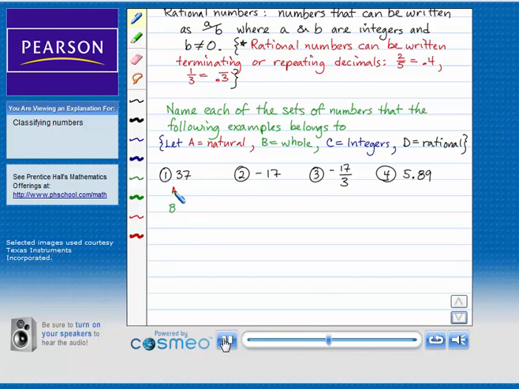Integers include the natural and the whole numbers. They also include negative numbers, but certainly this would qualify as an integer. And lastly, it would also qualify as rational because 37 can be written as 37 over 1. So therefore, 37 would satisfy all 4 of those sets of numbers. Okay? Well, let me take a break, as I said, and you can try numbers 2, 3, and 4 on your own. And when you're finished and ready for help or to check your answers, hit continue.